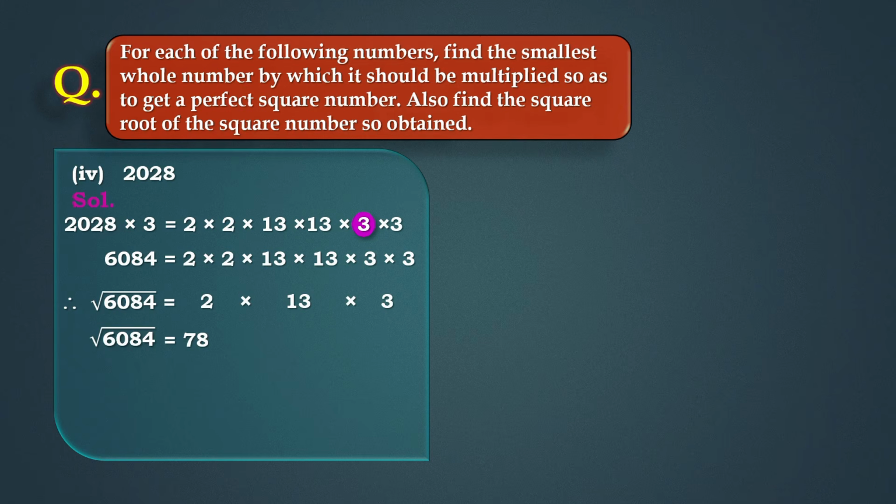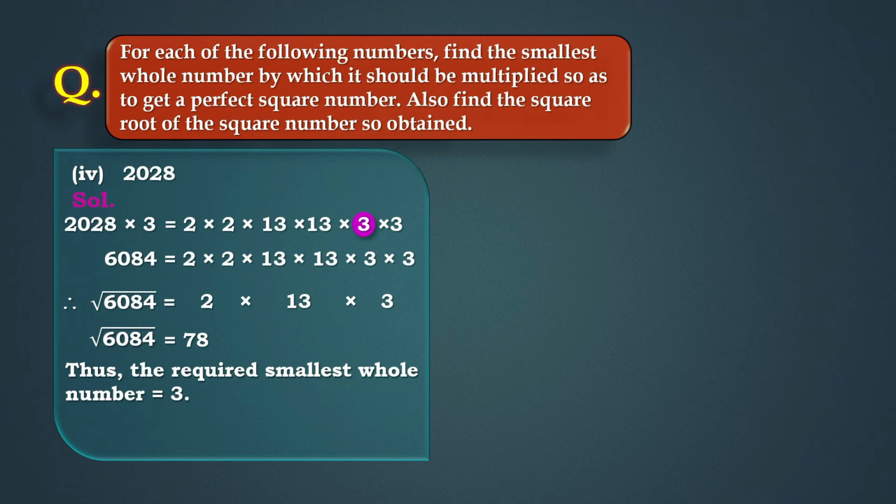Now, multiply step by step. 2 multiplied by 13 is 26. 26 multiplied by 3 is 78. Therefore, the smallest number required is 3. And the square root of the new number is 78. Keep practicing to strengthen your understanding of perfect squares and factorization.